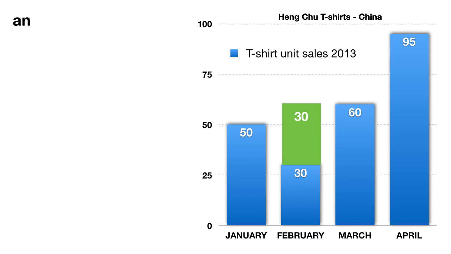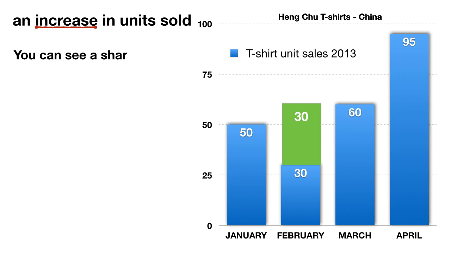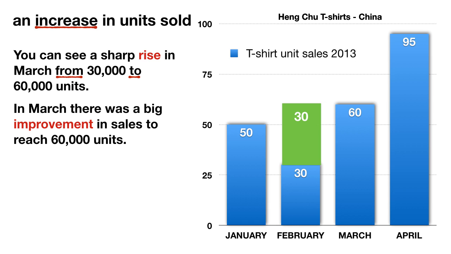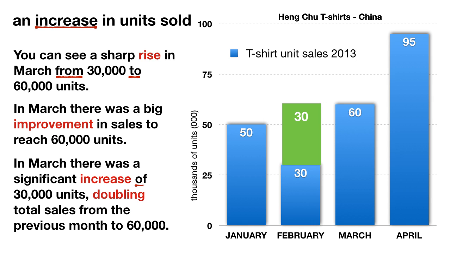As before, we can use the noun forms of the verbs which you have seen before, and here's an example. You can see a sharp rise in March from 30,000 to 60,000 units. Rise is the noun form. Number 2 here, in March there was a big improvement in sales to reach 60,000 units. And one more here, in March there was a significant increase of 30,000 units, doubling total sales from the previous month to 60,000.